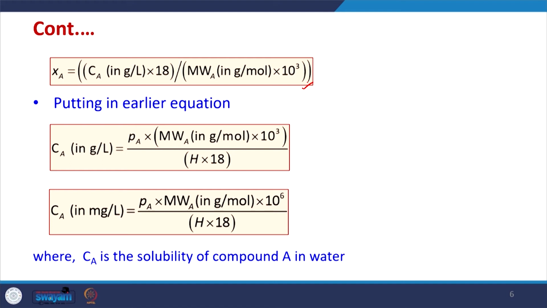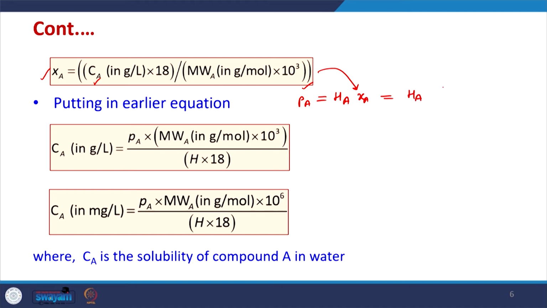So, this is the same as written here, and this way we can write X A like this. Now, if X A is known, then we can use this X A in the equation which was written earlier, P A is equal to H A X A. We can substitute this X A in this equation and then try to find the concentration, because we want to write in terms of concentration.